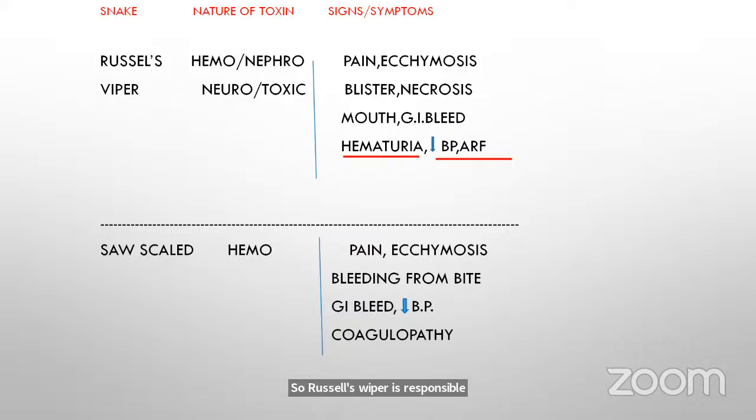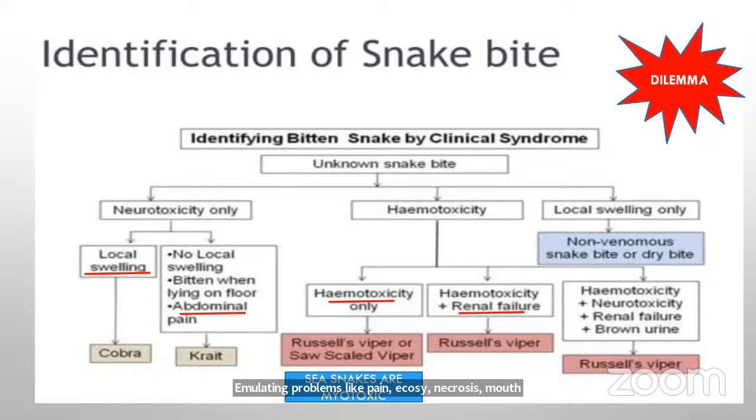They can cause, and even hemolytic problems like pain, ecchymosis, bleeding, necrosis, mouth and GI bleeding. So this is all Russell's viper, while saw-scaled viper is mainly related to the hemolytic one.